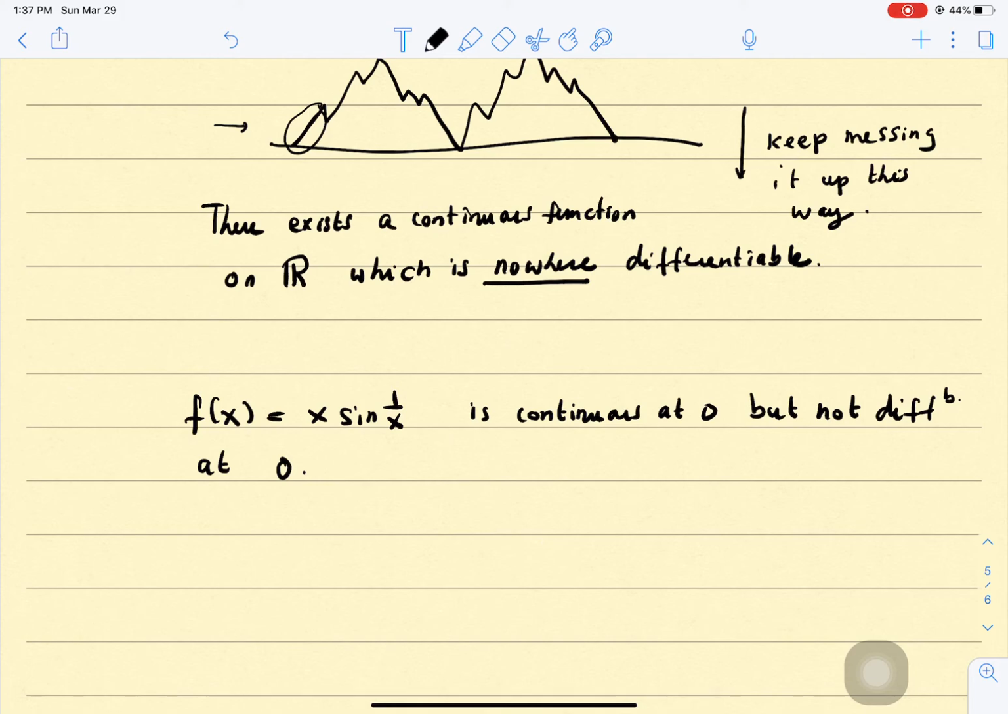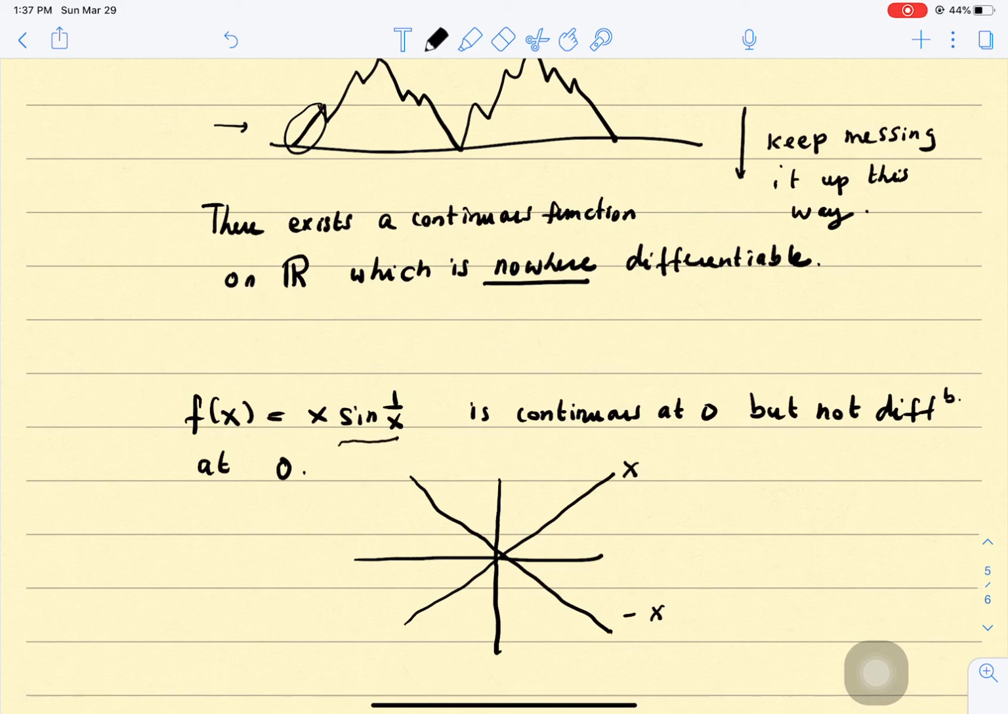The reason for it becomes visible if you try to draw the graph. So if you draw the graph of f of x is x over here, and you draw the graph of f of x is minus x over here, then you will find out that x times sine 1 over x, depending on whether that sign is positive or negative, is going to oscillate between those two lines. You look at that graph and the graph is going to do this. On the other side it does the same thing. It goes back and forth between those two lines.